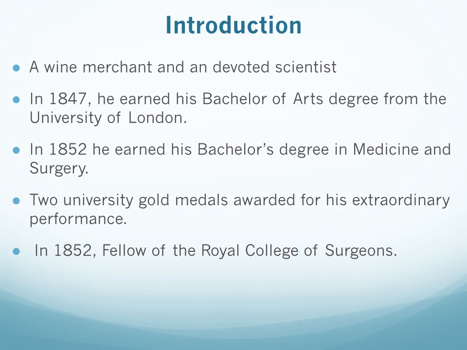Basically, Joseph Lister was a wine merchant and a devoted scientist. In 1847, he earned his bachelor's degree of arts from the University of London. In 1852, he earned his bachelor's degree in medicine and surgery. While a student at the university, he was awarded 2 gold medals for his extraordinary performance in education. In 1852, he became the Fellow of the Royal College of Surgeons.